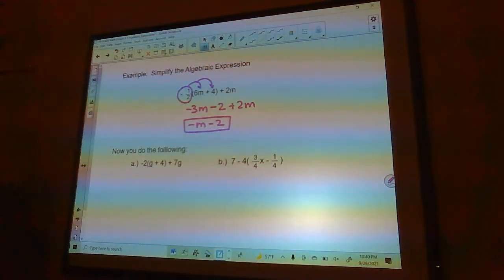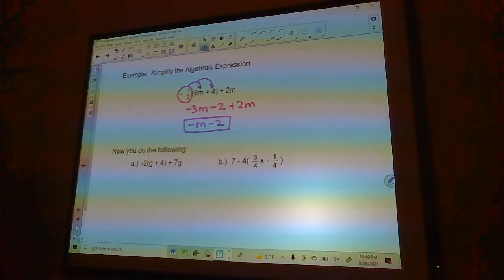Okay, here's a chance for you to do these two problems, so pause the video, do the problems, and jump back on here and compare how you did.